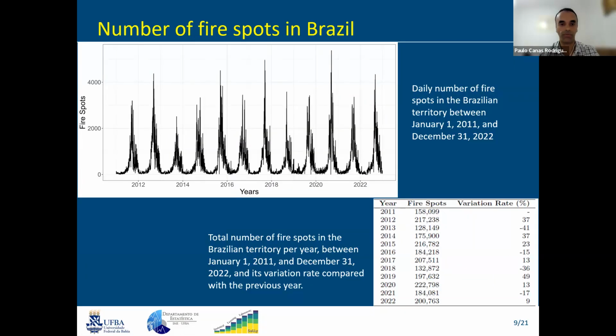So this is how the number of fire spots looks. These are total amounts, daily data. We can see that there is a clear seasonality in this data. And in this table, the first column is the year, the second column is the number of fire spots in that year, measured in hundreds of thousands, and then the variation rate. So essentially this 37 means that from 2011 to 2012, there was an increase of 37% in the number of fire spots, then a decrease of 41%, and so on.